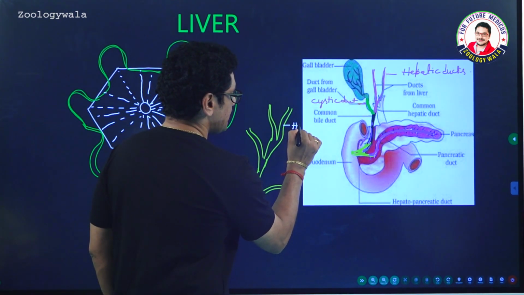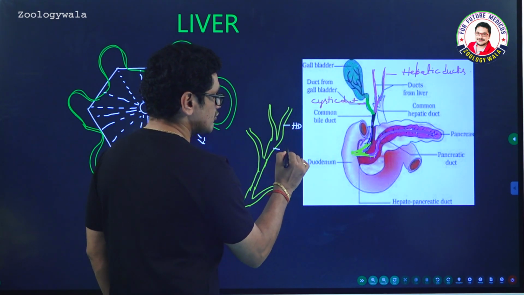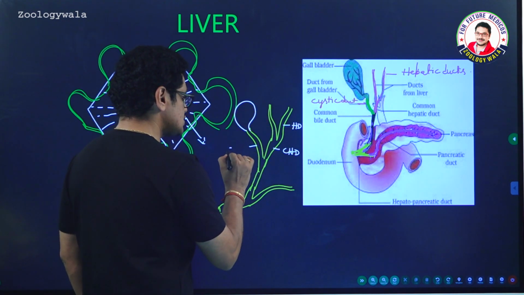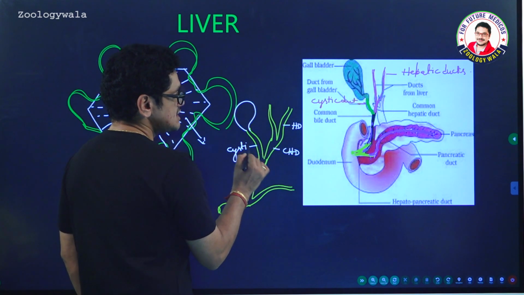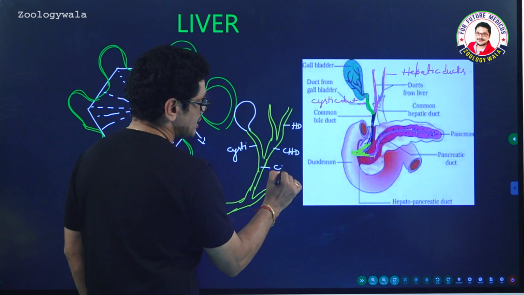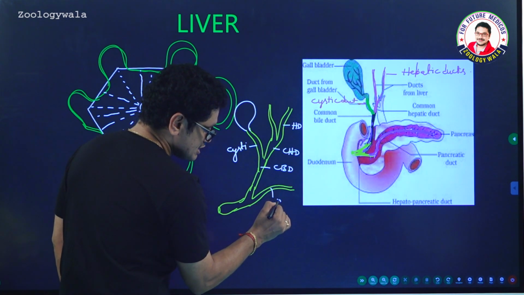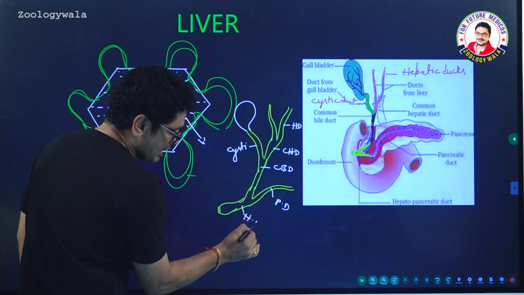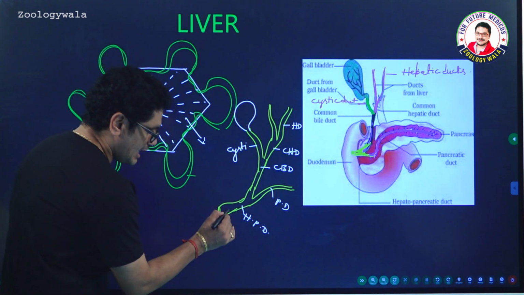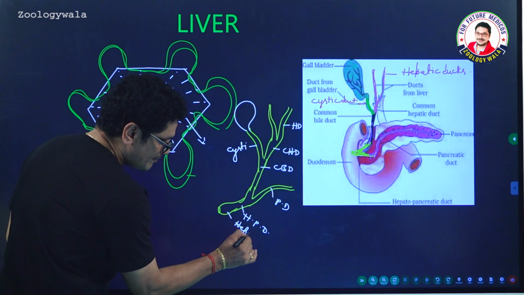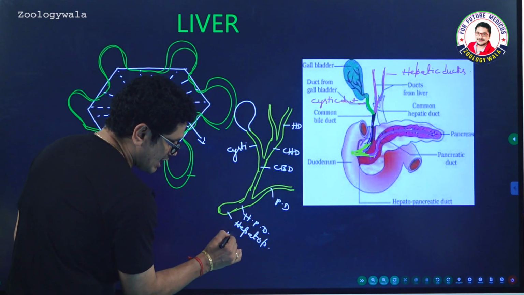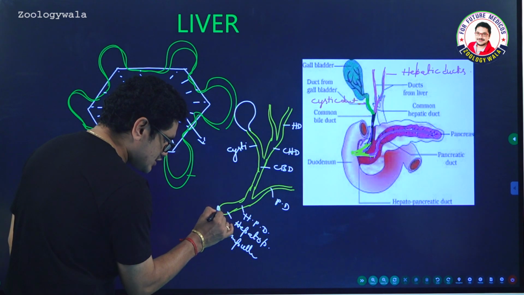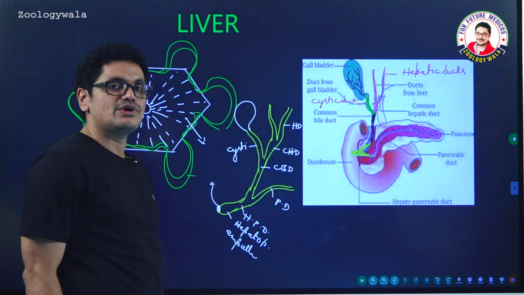And this one is a hepatic duct, right hepatic, left hepatic combined to form common hepatic duct, and this is coming from gallbladder. So this is a cystic duct. Cystic duct and common hepatic duct combined to form common bile duct, and this is pancreatic duct. Common bile duct and pancreatic duct combined to form hepatopancreatic duct, and this one is a swelling called hepatopancreatic ampulla.